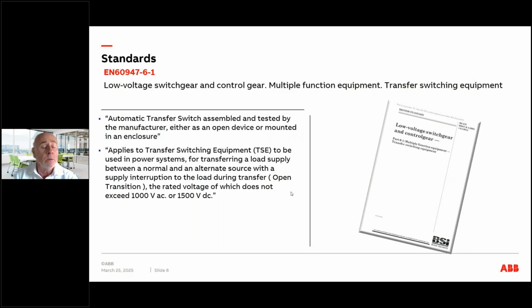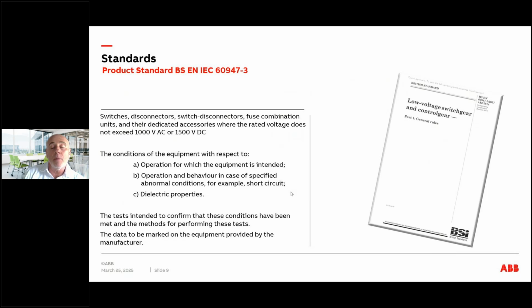So it states in this document, the automatic transfer switch assembled and tested by the manufacturer either as an open device or mounted in an enclosure. And then it goes on to state other parameters. The other one there is showing you the voltage levels that this applies to, which is 1000 volts AC or 1500 volts DC. So that's the main standard, but within that standard it refers to other standards.